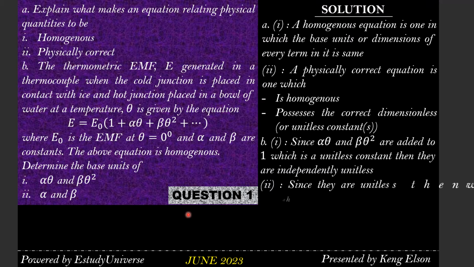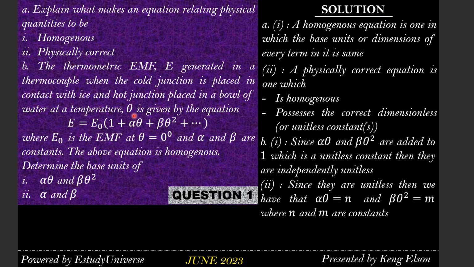Now for the second part, you clearly see that for you to get the base units of alpha, if alpha theta is unitless, it means that it is actually equal to a constant, because only constants are unitless. That's basically it: constants are unitless. If beta theta squared is also unitless, it means that it is also equal to a constant, since constants are unitless. Now if alpha theta is equal to a constant, then clearly the base units of alpha will be 1 divided by the base units of theta, since this constant n here is unitless.